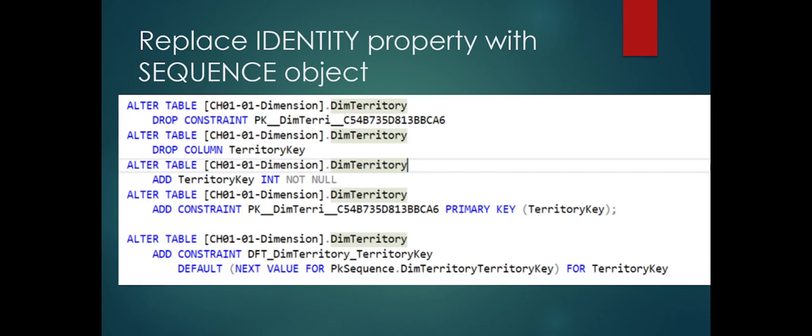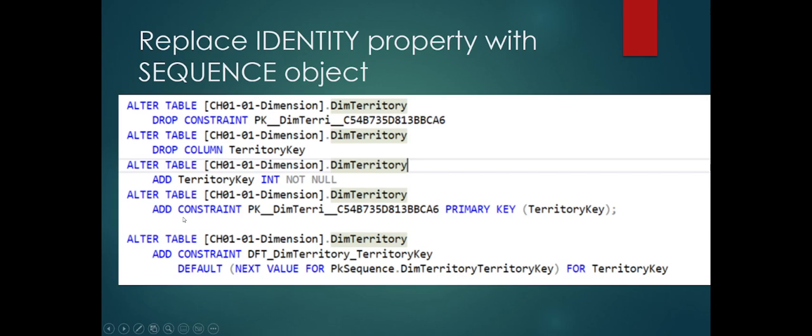In order to replace identity property with sequence object, I first had to remove the primary key constraint, and I do that here. The primary key was called this in the database, so I had to drop it specifically referring to this. And then I drop the column because identity property is attached to that column. Then I add back that column, but this time I don't specify the identity property.